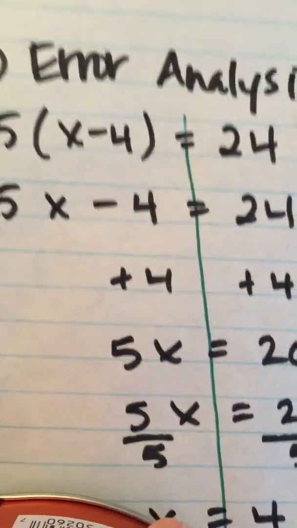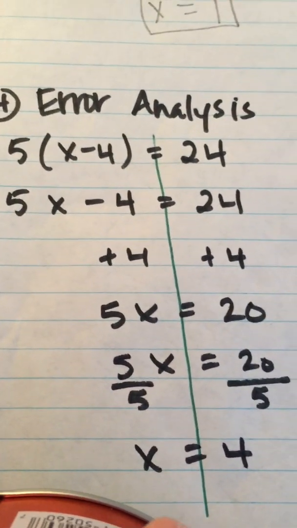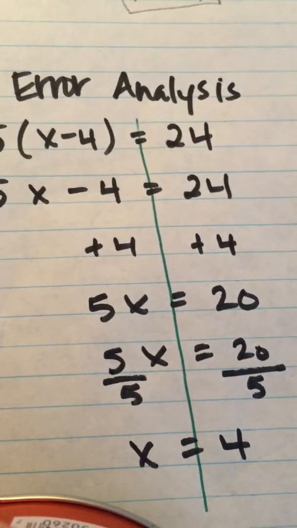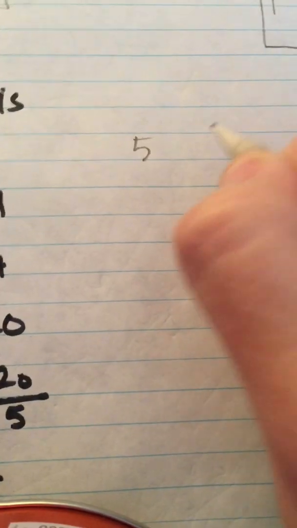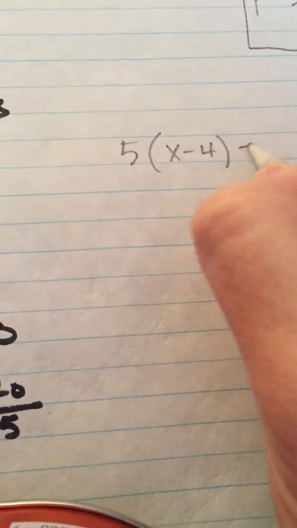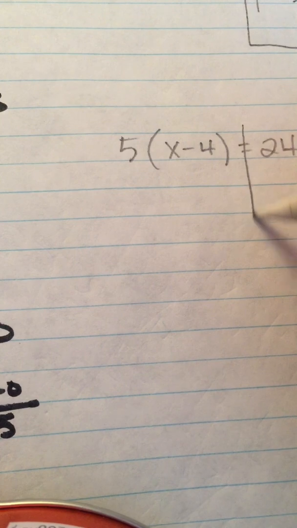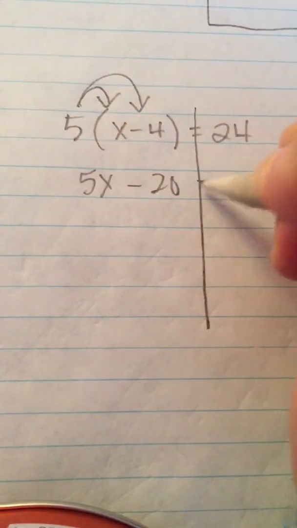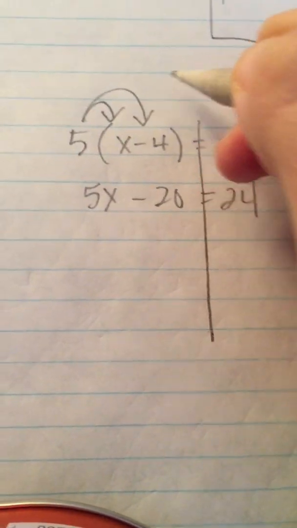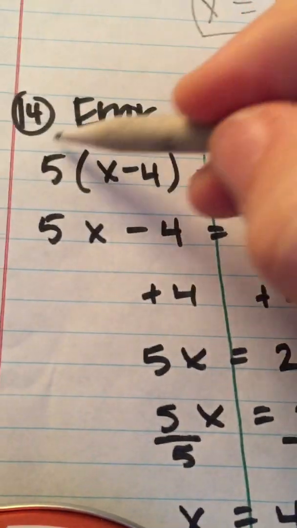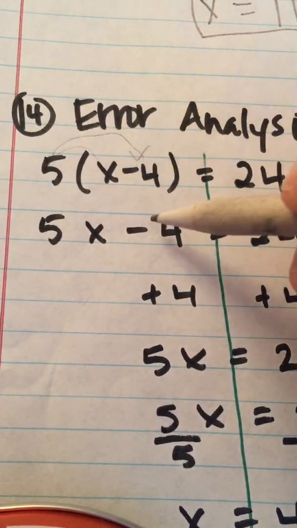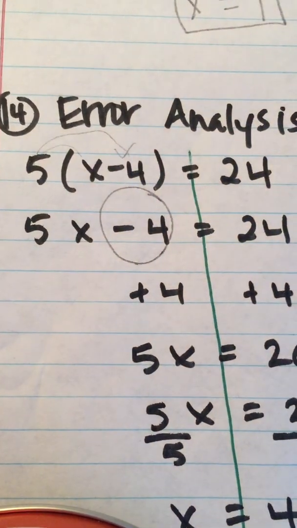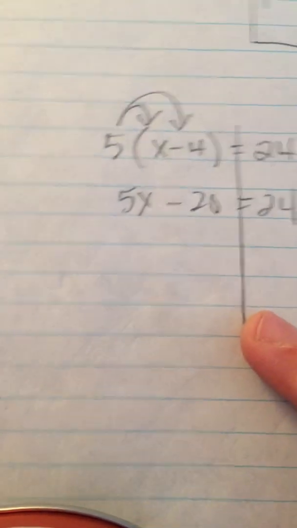All right, number 14 is the error analysis problem. And I think the best way of finding your errors is to work it out right next to it. Okay, so this is 5 times x minus 4 equals 24. I know that I have to distribute my 5s. So this is 5x minus 20 equals 24. And I think right here is where you find the first mistake. You can see that they did not distribute to the second term. So that's where they messed up, right at the beginning.